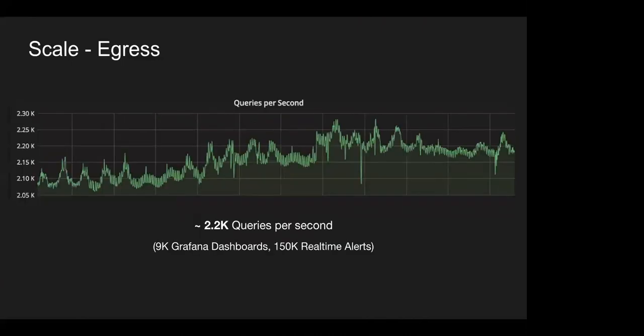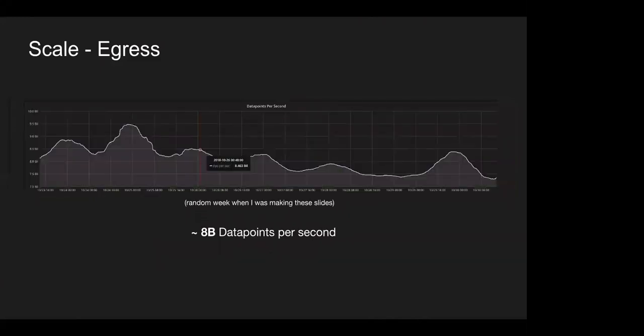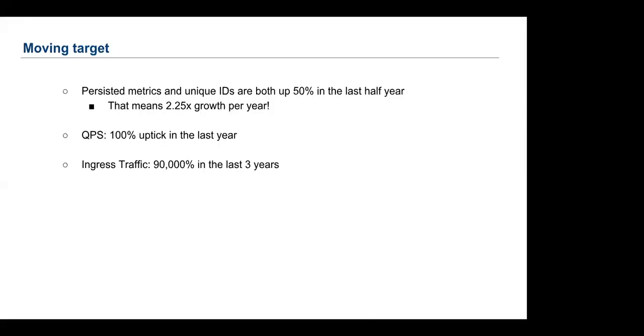Talking about the query side, we have about 2.2 thousand queries run every second, and most of them come from our Grafana dashboards. We also have an internal real-time alerting system, and some of the queries come from there as well. This is another view to see the same thing. Some queries can be small, others can be huge. At the end of the day, we are doing about 8 billion data points every second. I'm just trying to show how we're pumping a massive amount of data in and out of the system every second. This is a moving target.